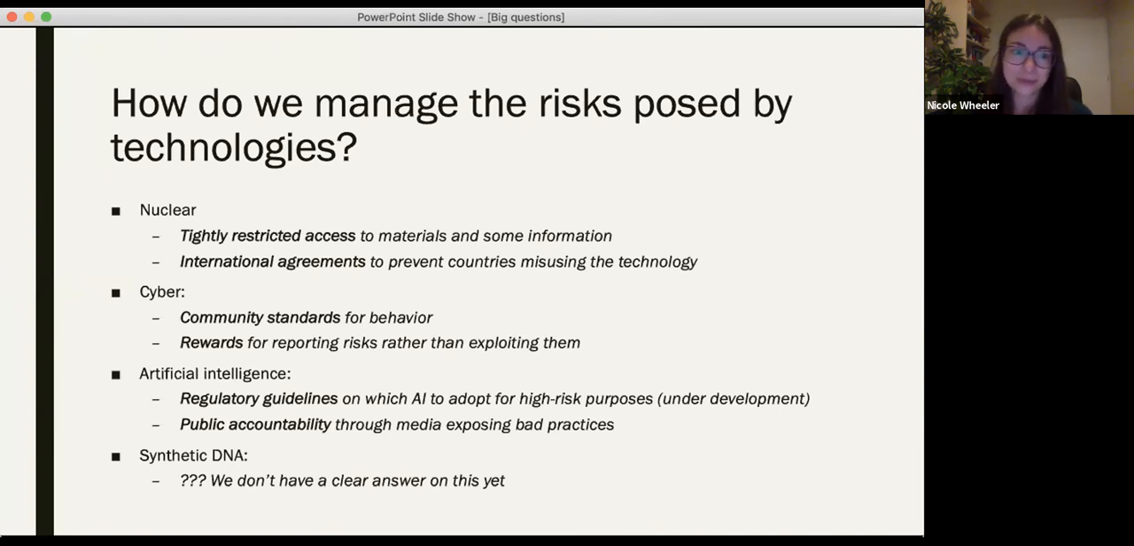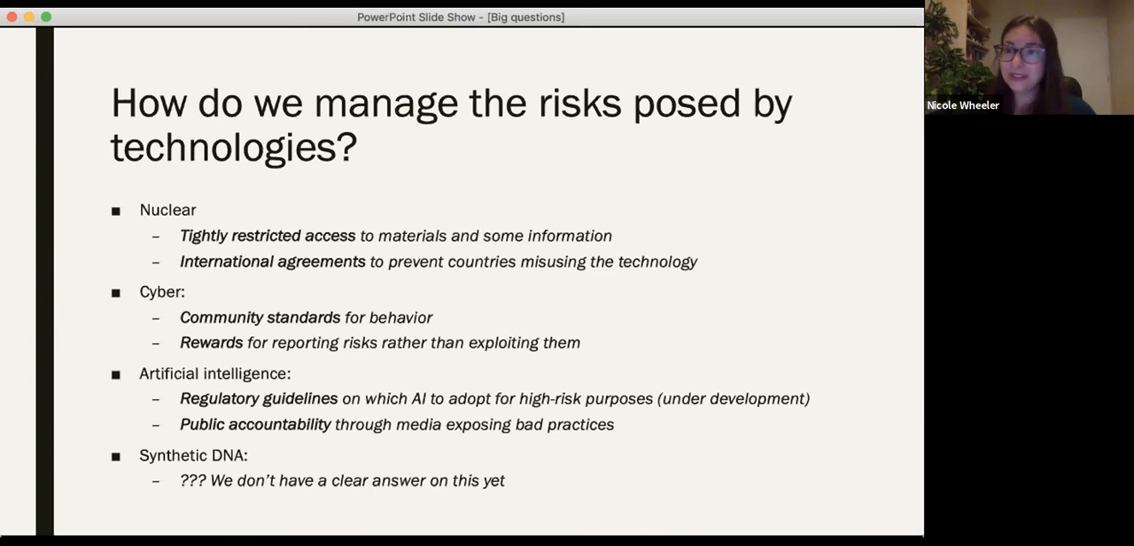So that's one example. But another example is cyber technology, so things like hacking. While it's relatively easy to control people's access to certain nuclear materials, anyone with a computer and an internet connection could become a hacker. All the information you need is online, so you need a different approach. Some of the things you might use there are standards within the hacker community about what's acceptable and what's not. And some companies offer rewards. So if you find a vulnerability in their software and you tell them, rather than exploiting that vulnerability, they might give you money or they might offer you a job to help them fix that problem.